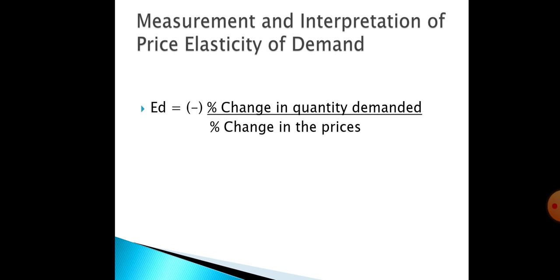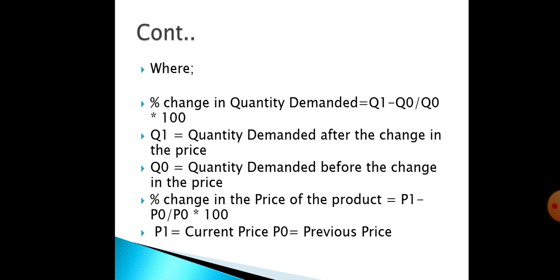Now we have a formula. ET is equal to, there is a negative sign, percentage change in quantity demanded divided by percentage change in the price. Here ET is the coefficient of elasticity. Percentage change in quantity demanded we can measure as Q1 minus Q0 divided by Q0 multiplied by 100. Here Q1 is quantity demanded after the change in the price, and Q0 is the previous quantity before changing the price. Percentage change in the price of the product is P1 minus P0 divided by P0 multiplied by 100. Here P1 is the current price and P0 is the previous price.